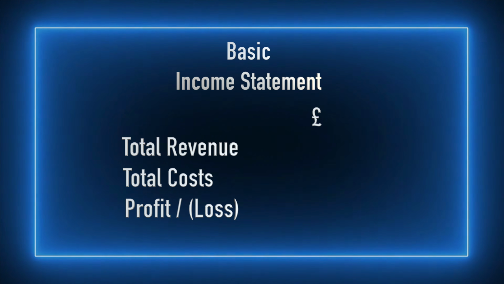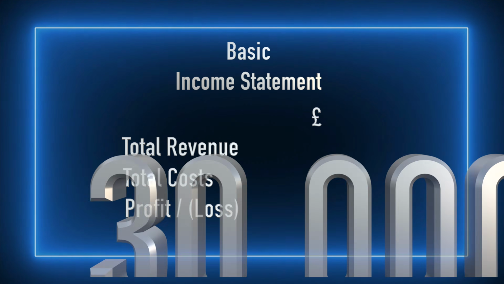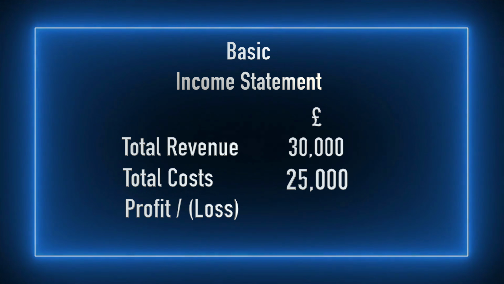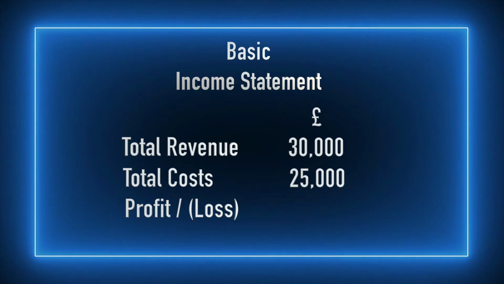So on your screen now, you can see a basic income statement which shows sections for both revenues and costs. In this scenario, the business has various sources of revenue which total £30,000, and it also has several costs which total £25,000. And all we need to do now is apply the formula total revenue minus total costs to calculate whether the business has made a profit or a loss. So in this example, it's pretty simple. It's £30,000 worth of total revenue minus £25,000 worth of total costs, giving the business a £5,000 profit.